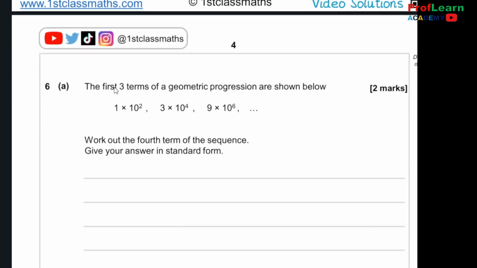Question 6, the first three terms of a geometric progression are shown below. We have these numbers written in standard form. And then we're supposed to work out the fourth term. What do we notice about these numbers? I want us to write these numbers not in standard form, but as ordinary numbers. This is 1 times 10 raised to power 2, which is the same as 100. This is 3 times 10 to the power 4, which is 30,000, and this is 9 times 10 to the power 6, which is 9,000,000.